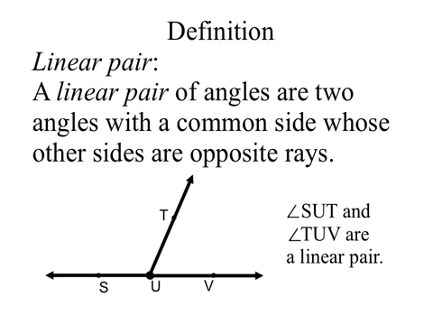And a linear pair is a pair of angles with a common side whose other sides are opposite rays. And of course the opposite rays in this case both start at point U and go in opposite directions. So we have ray UV going to the right and ray US going to the left. And of course, opposite rays then make up a line. So we say that angle SUT and angle TUV are a linear pair, and all linear pairs are supplementary.